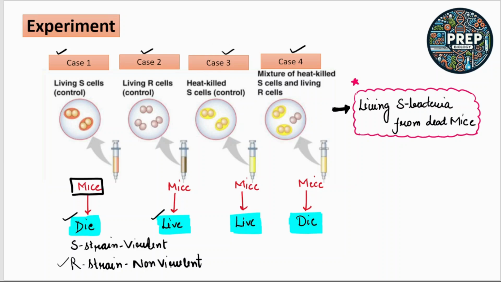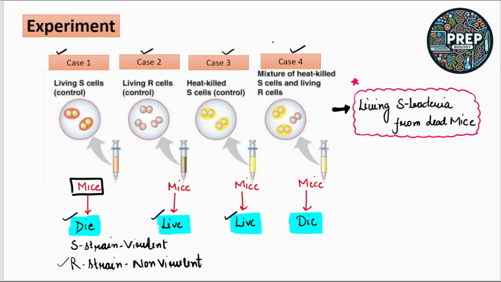Now in case 3, he took the heat killed S cells. So not normal S cells, he took the heat killed S cells or strains and injected them into the mice. But what did he find? He found that all the mice lived. They were not infected by pneumonia. So the dead S cells were injected into the mice and all mice were able to live.